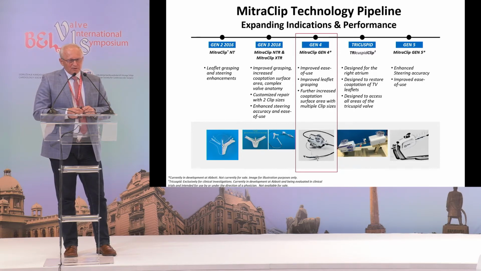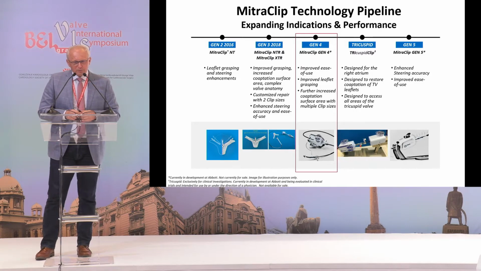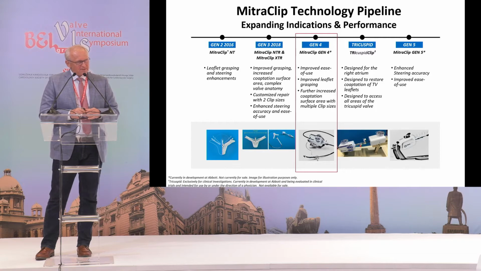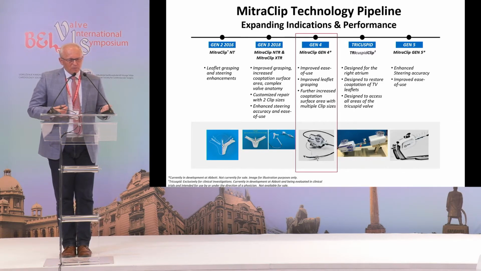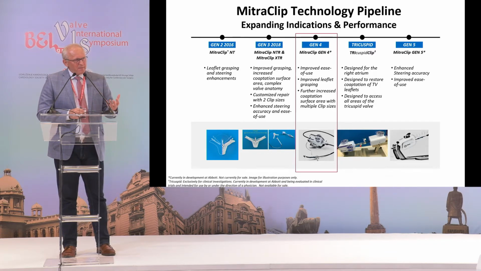The Edwards Pascal system already has individual grasping from the beginning. The Gen 4 of the Abbott MitraClip also has the same feature. It's also broader, so we can expect that having a finer, more versatile armamentarium of devices could also improve the effectiveness of mitral valve regurgitation reduction with the MitraClip.